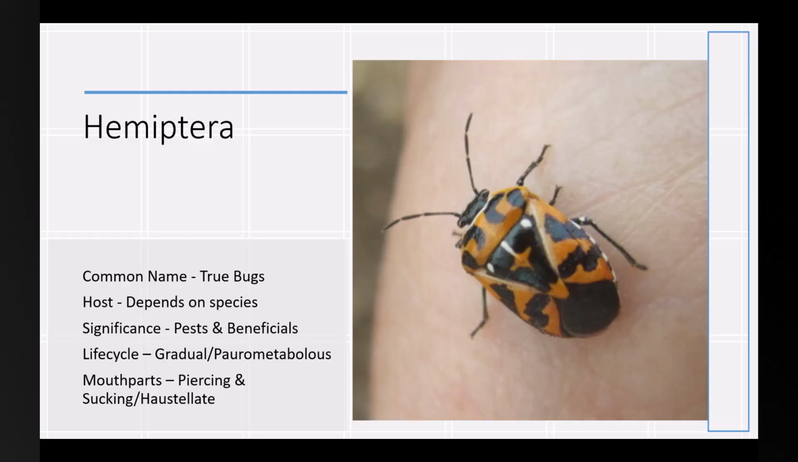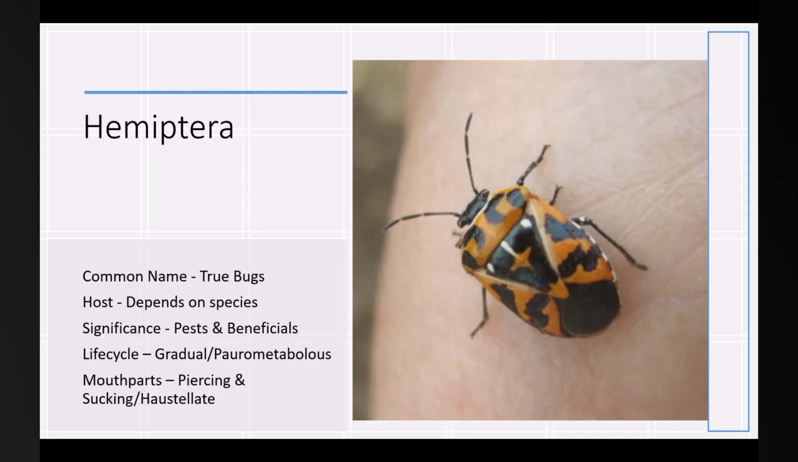So the order Hemiptera are all of the true bugs. So if you see a cockroach in your kitchen, it's actually inaccurate to call it a bug because bugs are in this order Hemiptera. This is a very large group of insects, and so they're very variable. The hosts are going to depend on the species. Their significance is either as a pest, beneficial. In some situations, they may also be inconsequential.